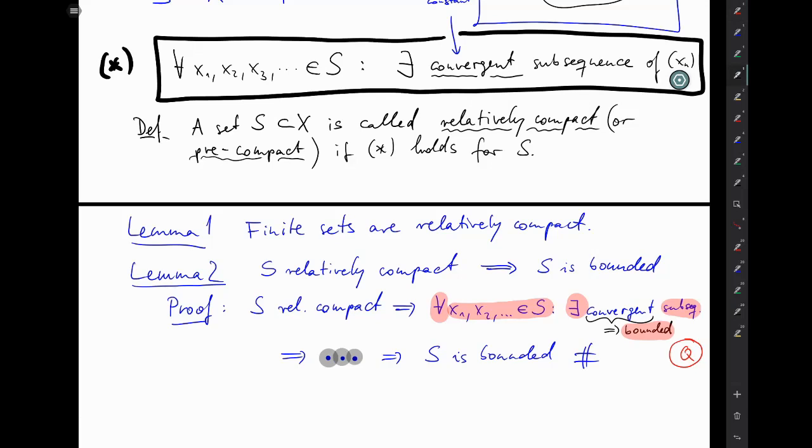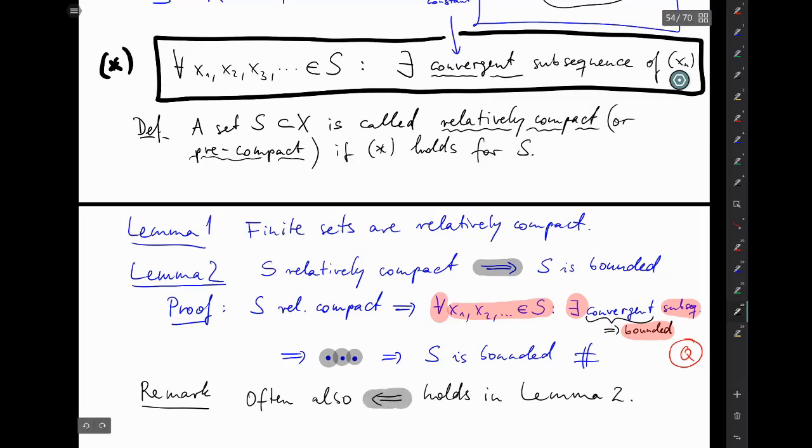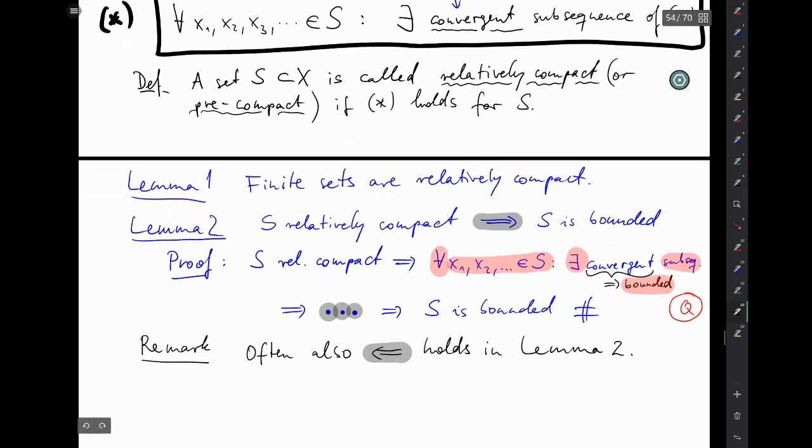Okay, remark. I've written lemma 2 with this implication arrow so that it's easier now to speak about the reverse implication. Let me say often also the reverse implication holds in lemma 2. Okay, now what does often mean?